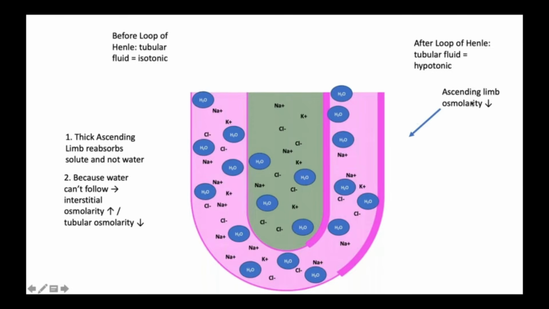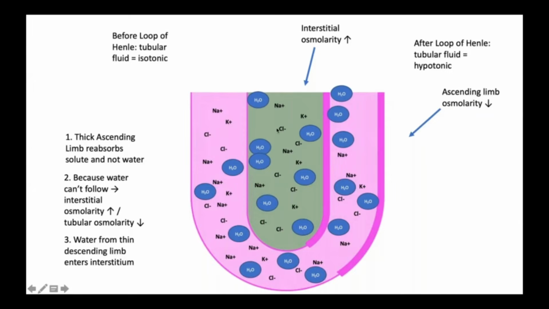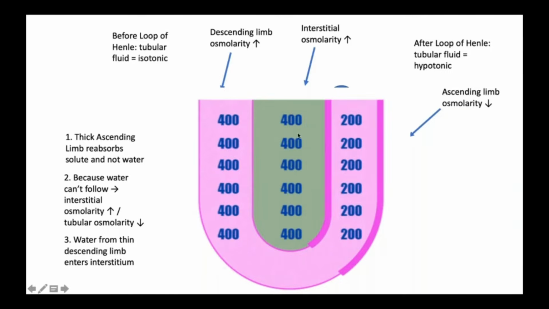Okay. So the ascending limb osmolarity is now going to go down and the interstitial osmolarity is going to go up, all because of the thick ascending limb. Because the interstitial osmolarity is increased, water is going to move into the interstitium to balance out the osmolarity. So the descending limb osmolarity is going to increase. Everyone's following so far? So we've taken solute from the thick ascending limb and moved it into the interstitium, so the interstitium is now hyperosmolar. Because it's hyperosmolar relative to the descending limb, water is going to move to the interstitium until they equilibrate in terms of the osmolarity.